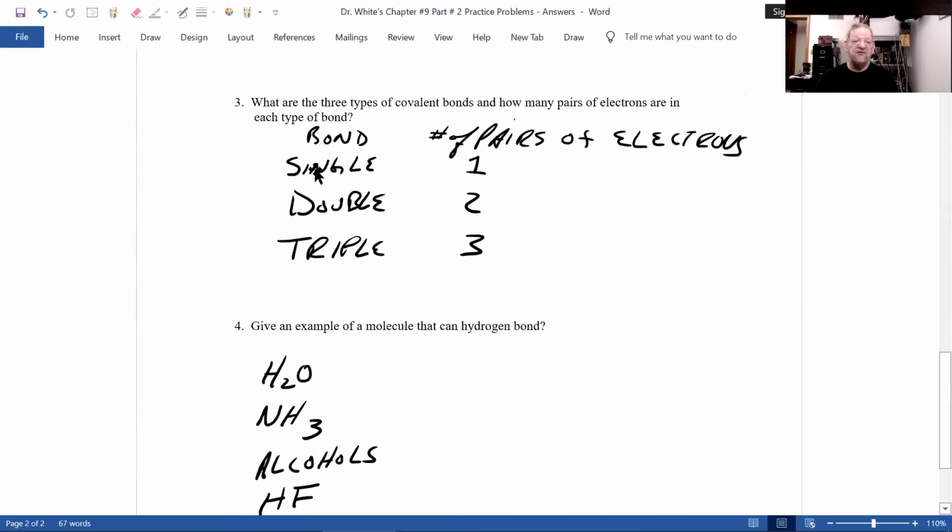Now, I'll skip number 3. I've already done this, but what are the 3 types of covalent bonds, and how many pairs of electrons are in each type? Single bond, 1 pair of electrons; double bond, 2 pair; triple bond, 3.